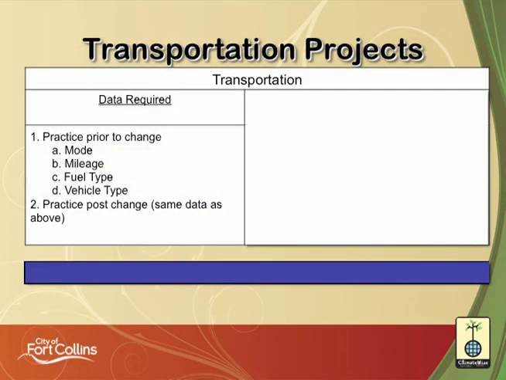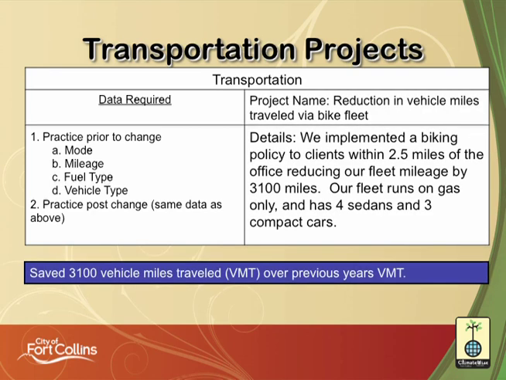Okay? So transportation projects, like I said, there's a pattern. What did you do before? What are you doing after? Give us the details: the mode, the mileage, the fuel type, and the vehicle type. If you can give us all of those, what happened before and after, we're going to be able to figure out the environmental benefit associated with that. So in this example, we're going to have a project name, Reduction in Vehicle Miles Traveled by Bike Fleet. So let's say you decide that you want to supplement your regular vehicular fleet with a bicycle fleet.